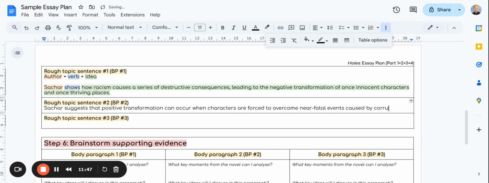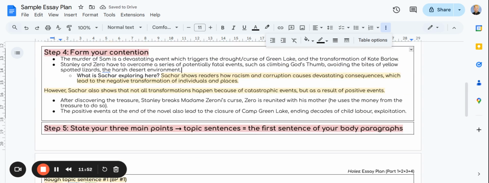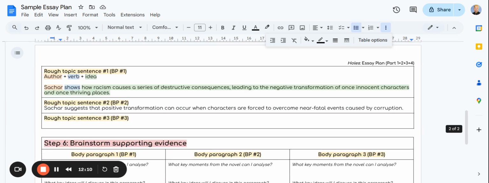caused by corruption. So, again, when I look at this example, right, we know that Stanley and Zero have to overcome and face so many near destructive circumstances. And all those circumstances are caused by the corruption of the people at Camp Green Lake, Mr. Sir, the warden, Mr. Pendanski. And even though those things nearly end up killing the boys and are really, really devastating and destructive, the boys come out of those experiences as better people. They become more resilient. They become stronger, both physically and mentally.